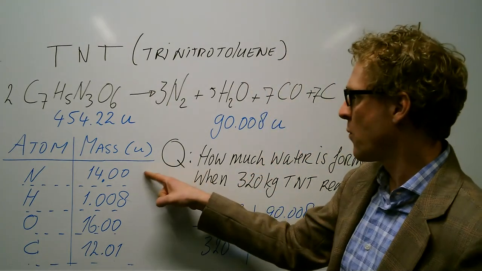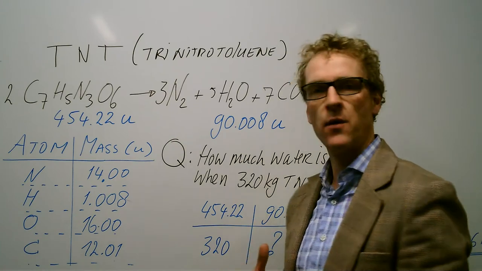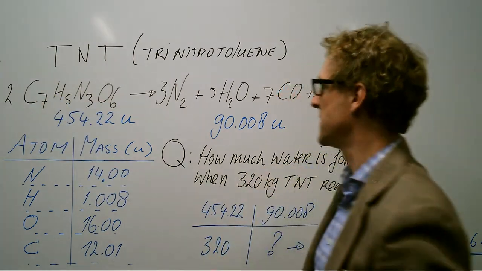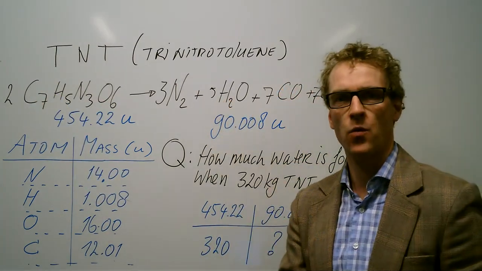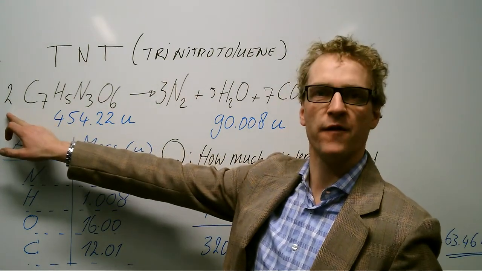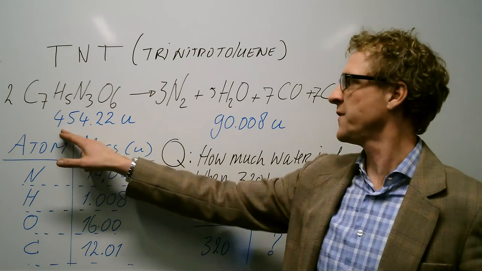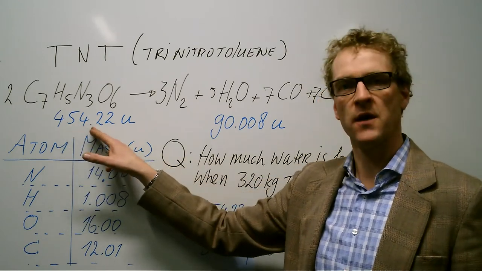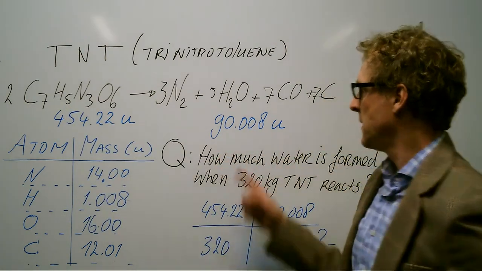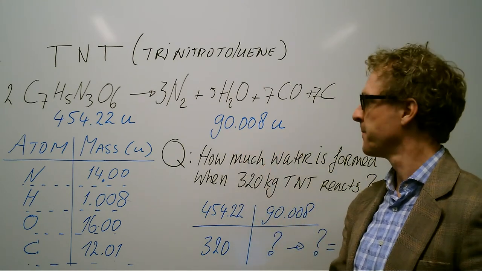Okay, and what we then have to do, step one, is calculate the weights of our molecules, the molecules that we are dealing with. So we have to calculate the molecular weight of TNT, and the weight of our water. And don't forget, if we did that, to multiply it by our coefficient. So here, times 2, and times 5. Then we get these units: 454.22 units of TNT will give us just over 90 units of water.